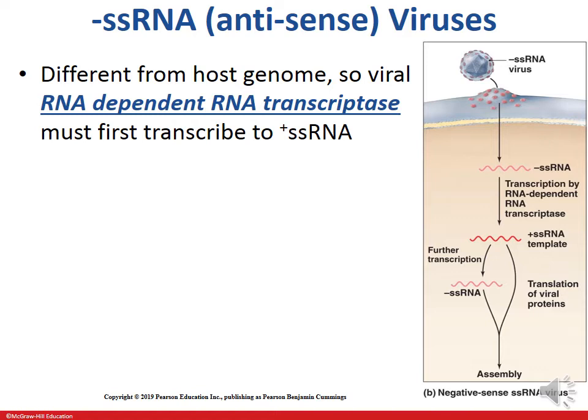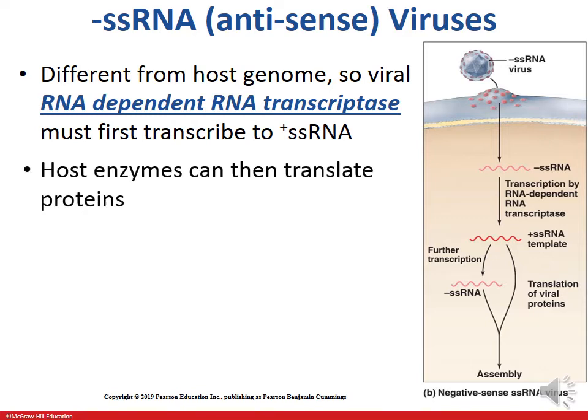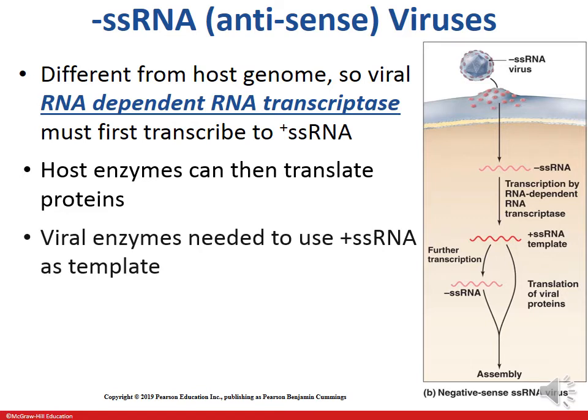And so first they have to transcribe that positive single-stranded RNA, and then once they have that, they can use the host enzymes at the ribosomes to make proteins. They will need viral enzymes, however, to make templates, because again, we don't make RNA from RNA. So they can use that positive strand that they made as either the molecule that goes to the ribosome to make proteins, or they can use that same strand as a template to just make more of the negative strand RNA when they're assembling themselves.